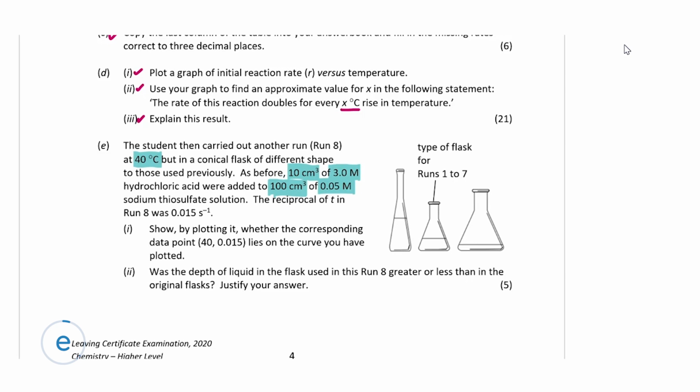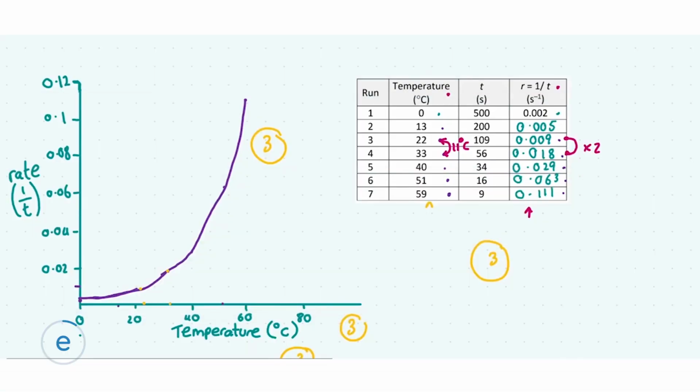which is 1 over T. So in question E part 1, we're told to show by plotting whether the corresponding data point, which is 40, 0.015, lies on the curve you have plotted. So let's go back to our graph and see whether it does or not. In the exam, you're not going to have to draw the curve again. You're just going to draw it on the same curve. And the point was 40, 0.015, okay? So let's have a look at that.